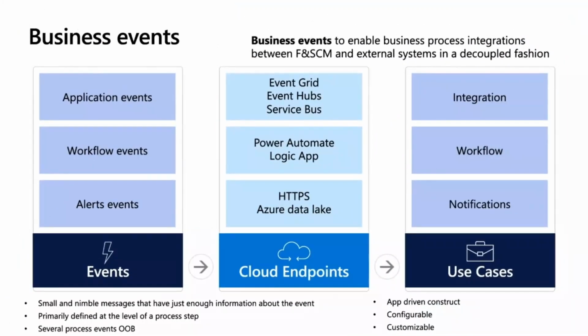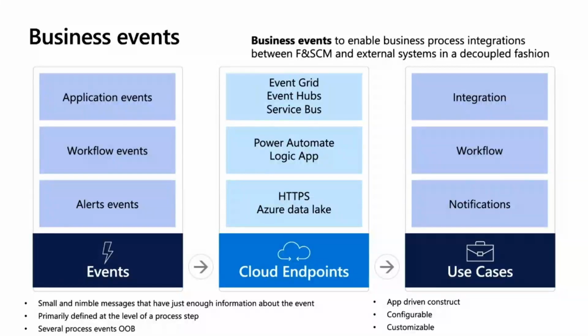Now, the first example of this event-based architecture is business events, which enable business process integration between finance and supply chain management and any other application, including third-party applications, in a decoupled fashion. We have many processes where you can emit a business event. It could be application, workflow, or alerts, and then you can configure many endpoints like Event Grid, Service Bus, Power Automate, and Logic Apps to listen to those events. In terms of use cases, you can extend that integration to have a workflow, a notification, or even, with business events, you get a payload.